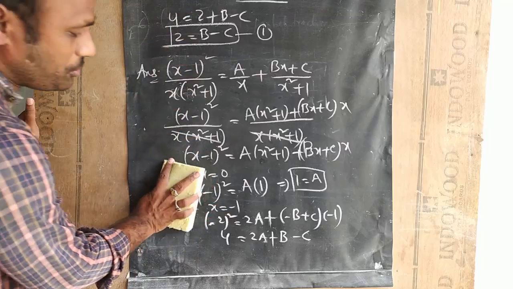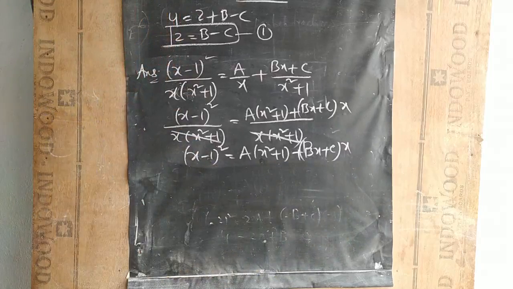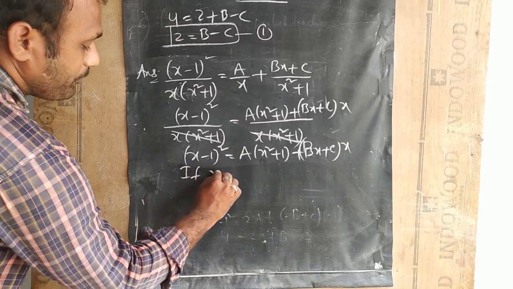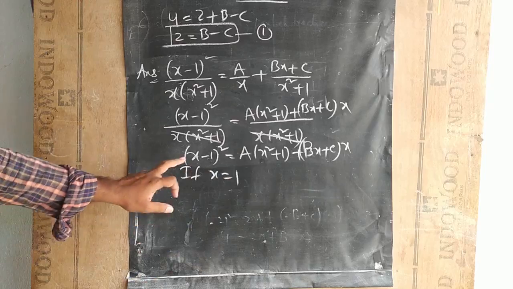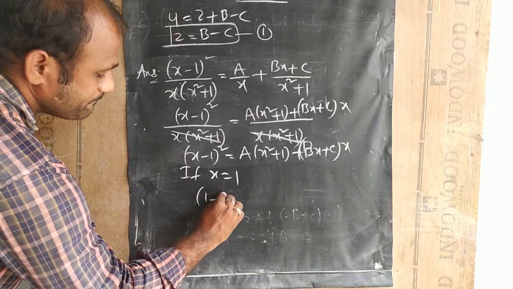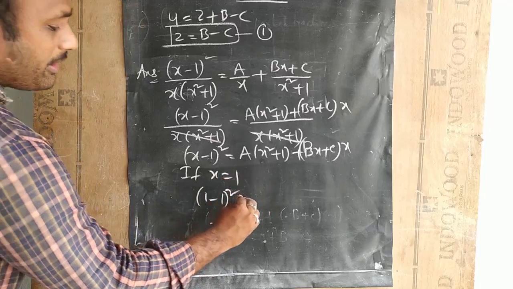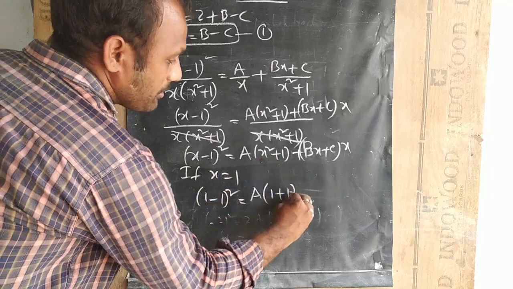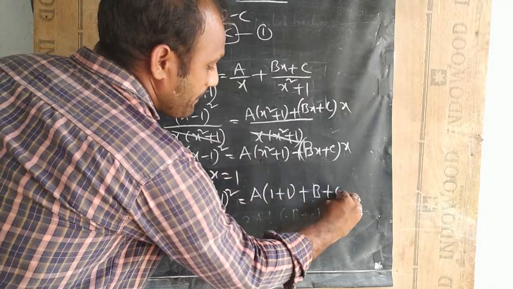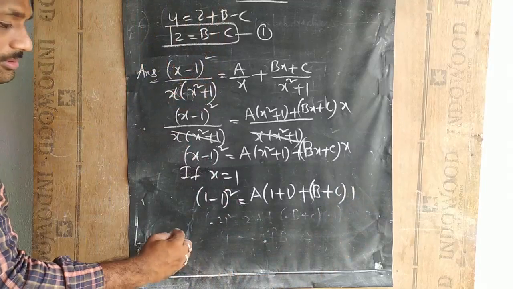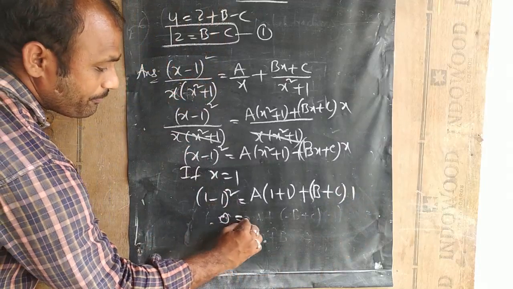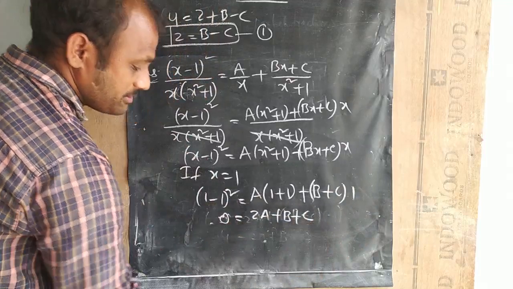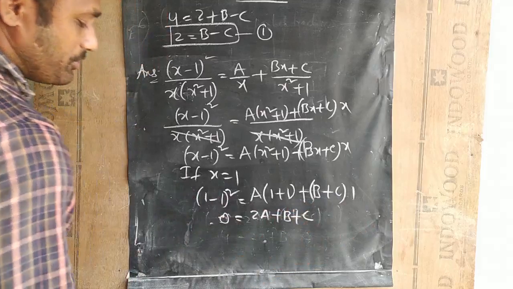So let me substitute another value for x. Already minus 1 is completed. Let us substitute plus 1. If x is 1, here 1 minus 1, a into 1 square plus 1 square is 1 plus 1, plus b plus c into 1. So 1 minus 1 is 0. 2a plus b plus c. 1s are b plus c.